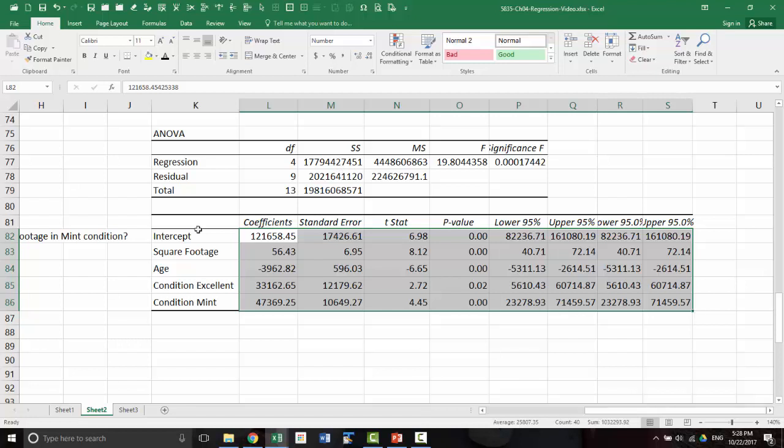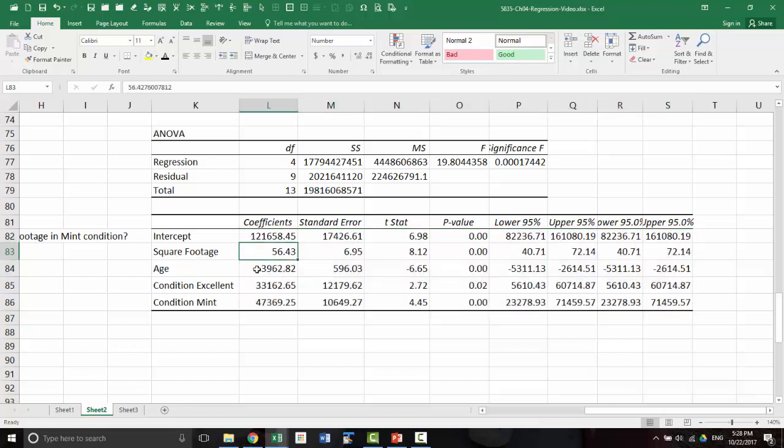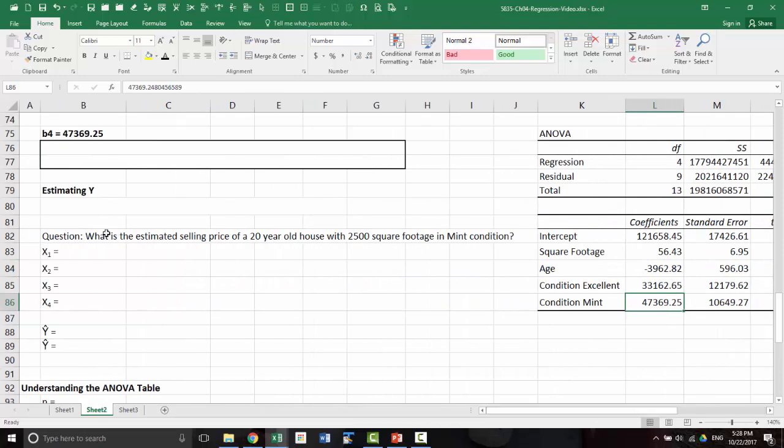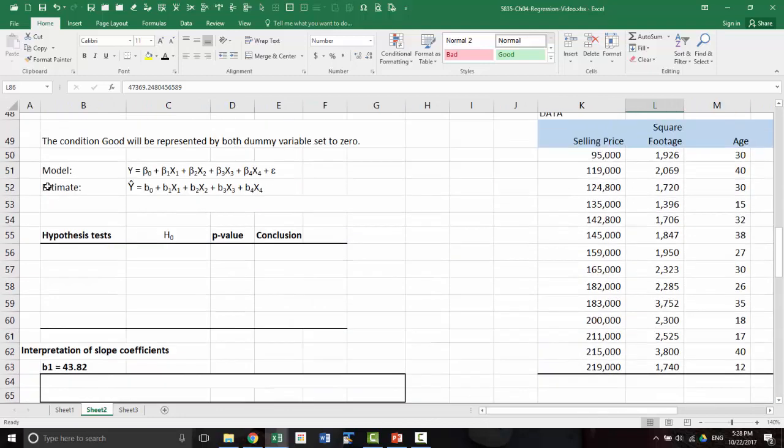All right, let's look at the estimate. So this is your B_0. So B_1 with square footage, B_2 with age, and then for the two conditions.